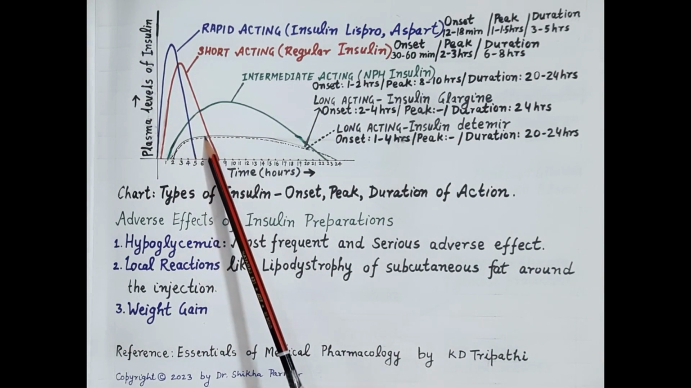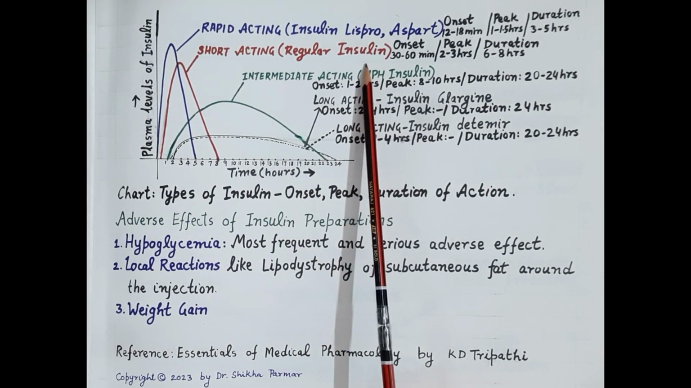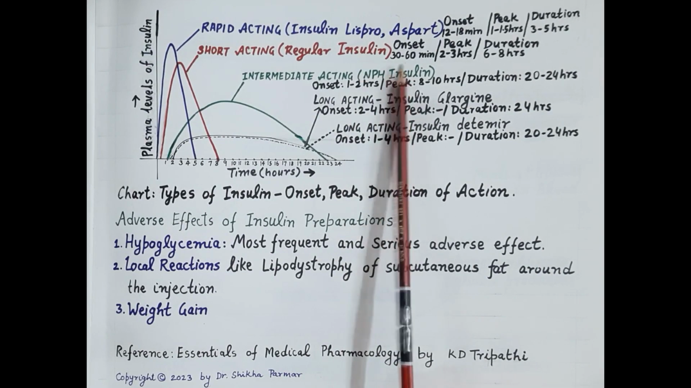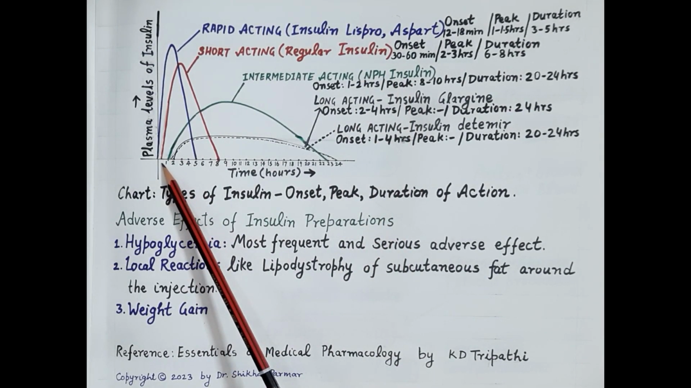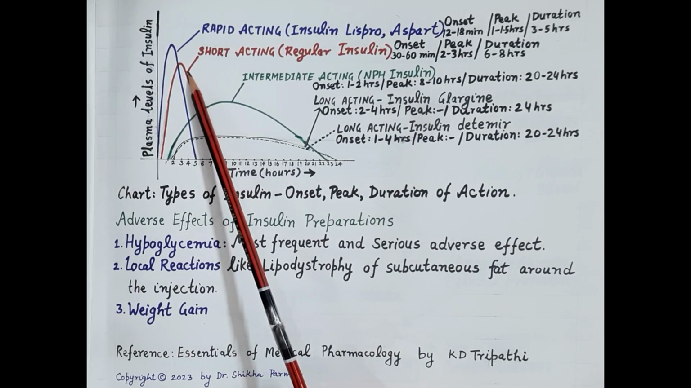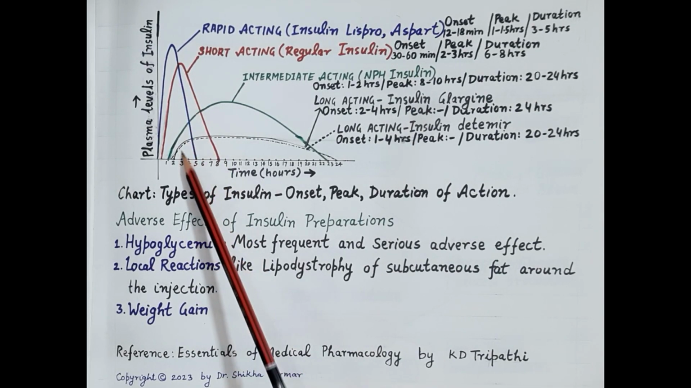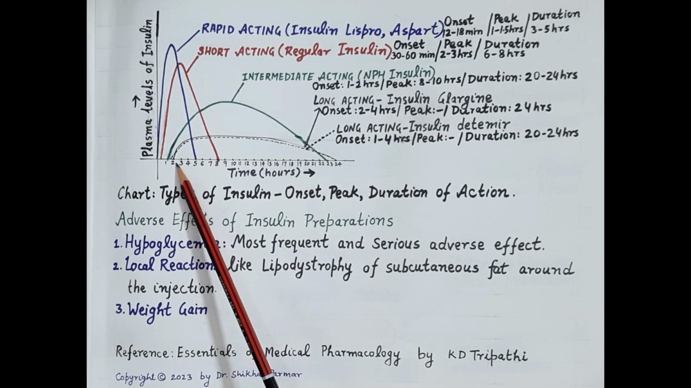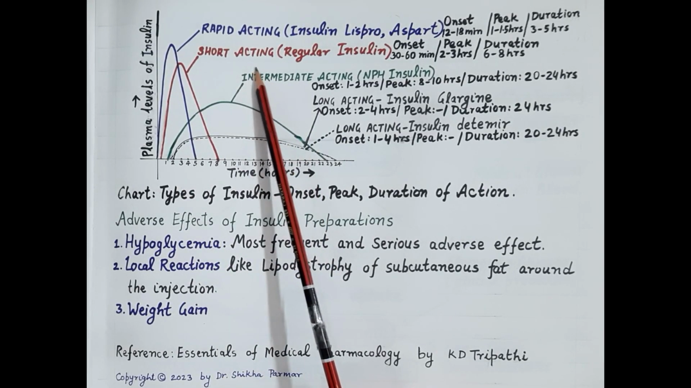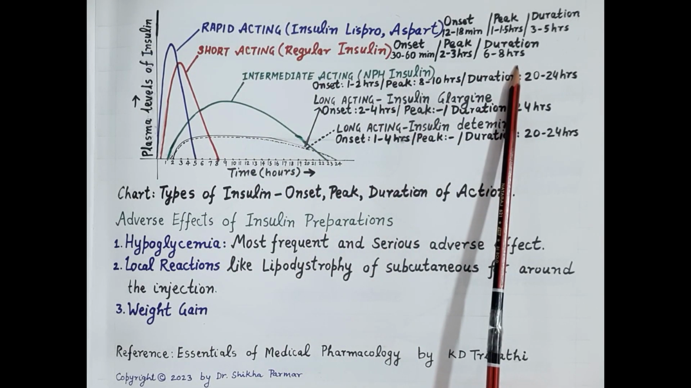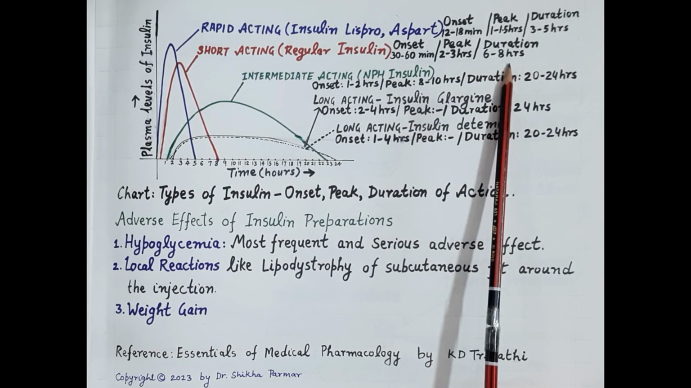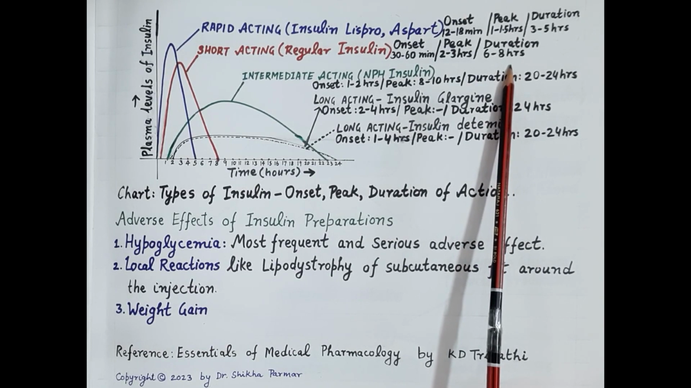This red color graph is for short acting regular insulin. The onset of action is between 30 to 60 minutes. The highest level of insulin in the blood is obtained within 2 to 3 hours, and these are termed as short acting as their duration of action is between 6 to 8 hours. These are usually administered 3 times daily, usually 30 minutes before breakfast, lunch and dinner, to control postprandial, after meals, blood glucose levels.